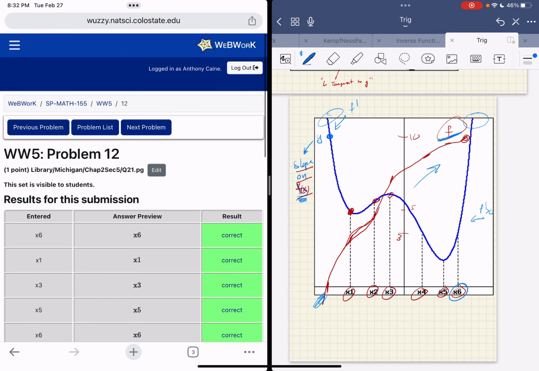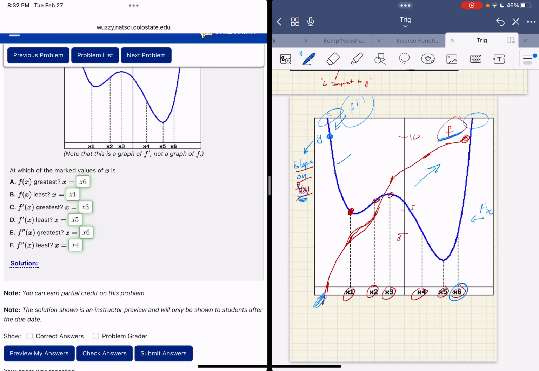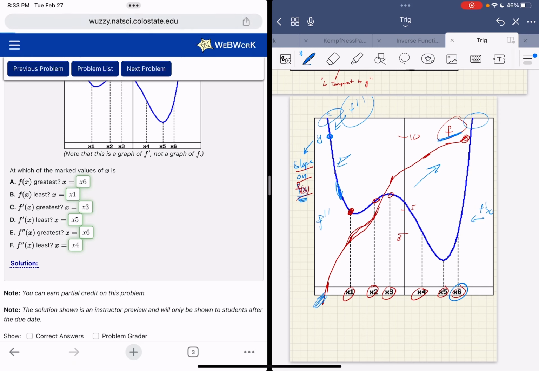So, this one's weird because they showed us f prime. Whenever questions ask about f prime, they're literally talking about that curve. When they ask about f double prime, they're talking about the slope of that curve. And when they ask about f, they're talking about something a little bit weird. It's going to be the integral, but we'll get there when we get there.